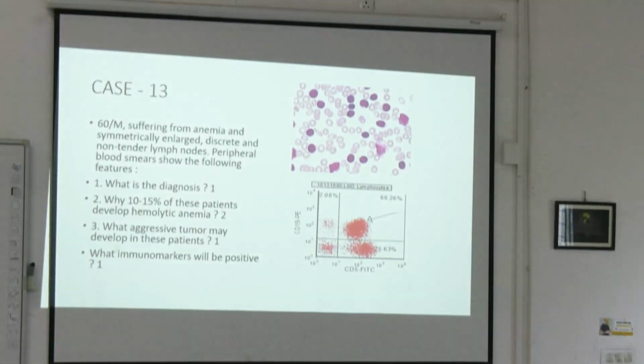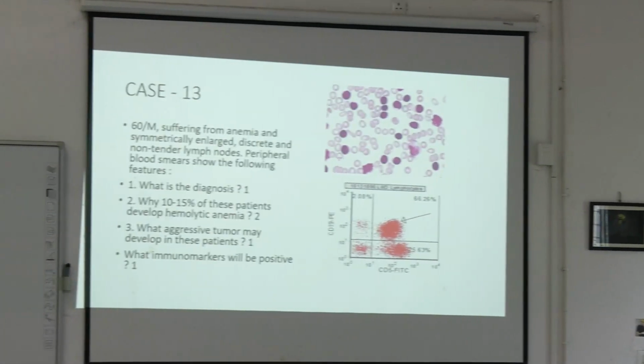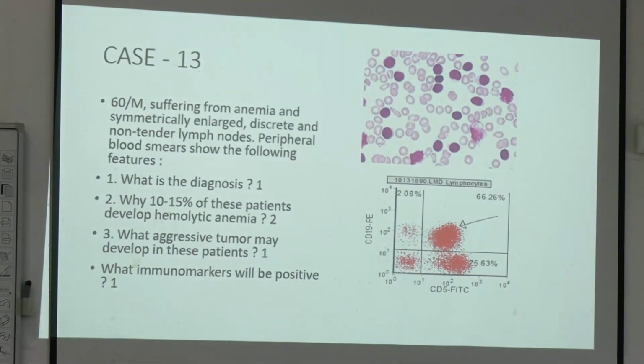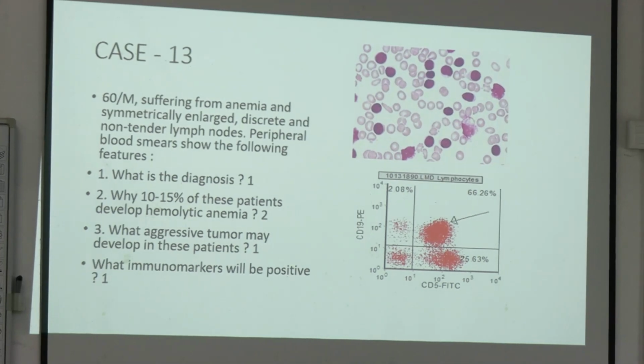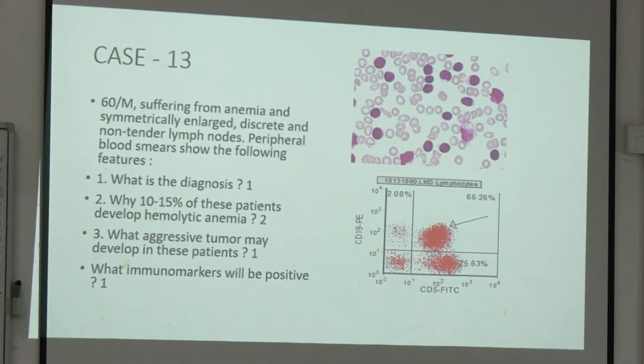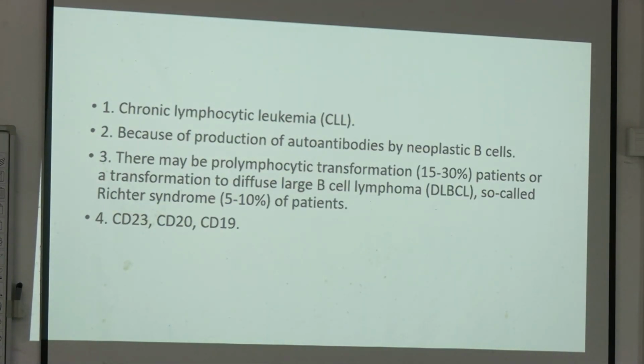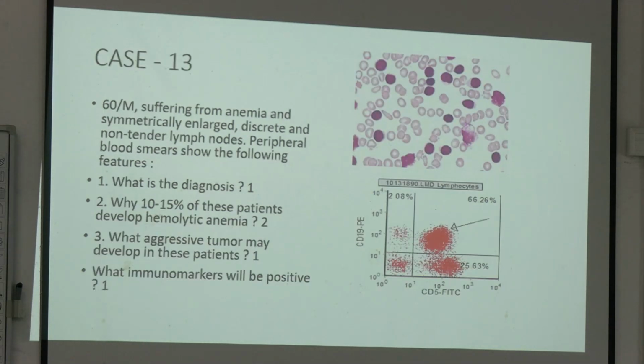Diagnosis CLL. Why do 10 to 15% of these patients develop hemolytic anemia? Because of production of autoantibodies by neoplastic B cells. A bit tough for you.